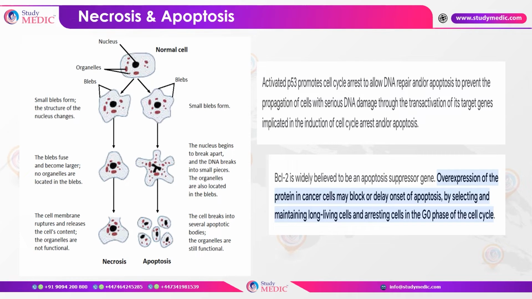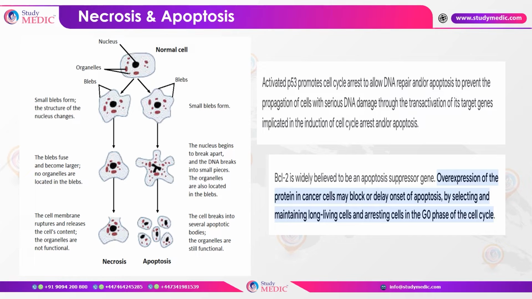Whereas apoptosis is programmed cell death. It can happen to a single cell, and the surrounding cells are not affected in apoptosis. As opposed to necrosis, in apoptosis the cell breaks down into several apoptotic bodies, and the organelles are still functional when the cell undergoes apoptosis.